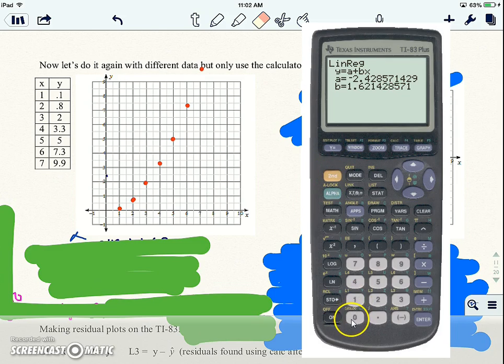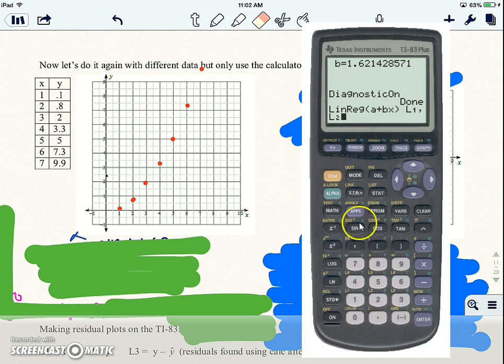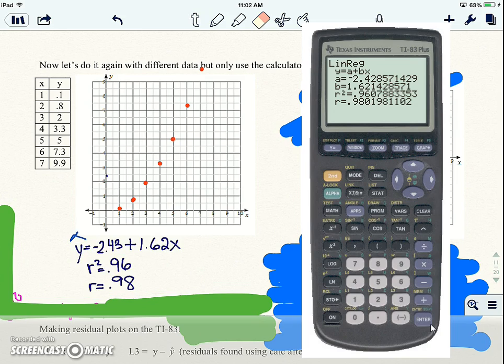So again, here's a quick review. Go to catalog, hit D or E. E is sometimes closer. Diagnostics on. Now if I run it again, stat, calculate, number 8. My x is in list 1. My y is in list 2. And I want to store it so I don't have to handwrite it in. Function y1. There's all my data. Make sure you go ahead and write that down. Okay, and you need to know how to do that by yourself.